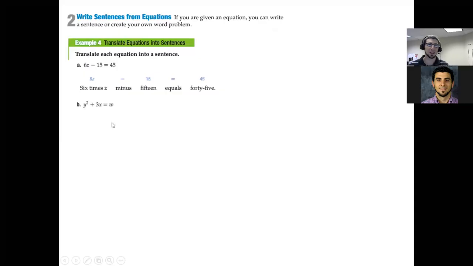All right, so this one, let's check it out. You have y squared plus 3x equals w. Now, normally if you have 3x like this, you don't want to write 3x in the sentence. You want to say the product of 3 and a number, or 3 times x, something like that to indicate multiplication. Okay, so the sum of y squared and 3 times x is w. That's one way to say it. Or you could say y squared increased by the product of 3 and x is the same as w. That's just one more example of how you could say that one.